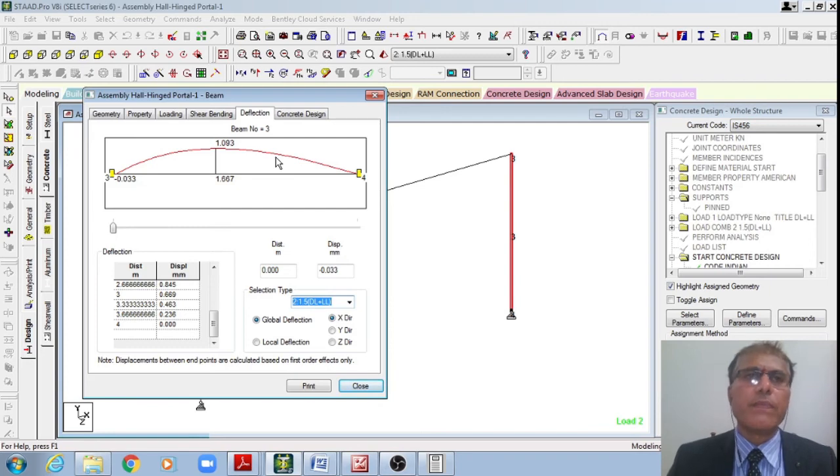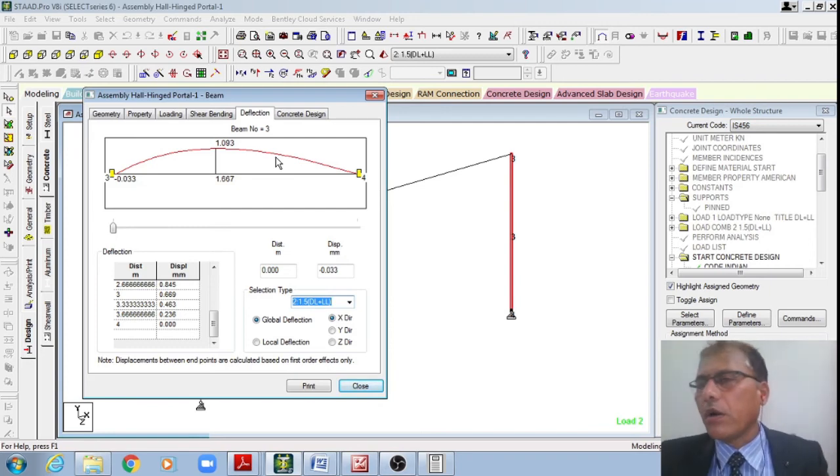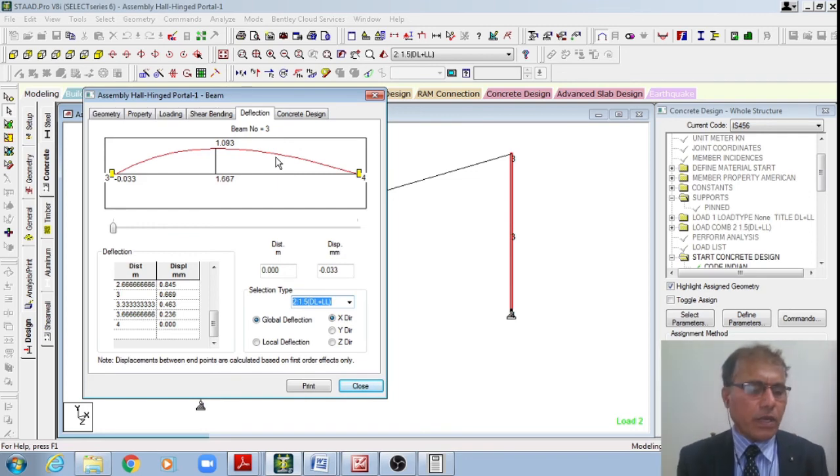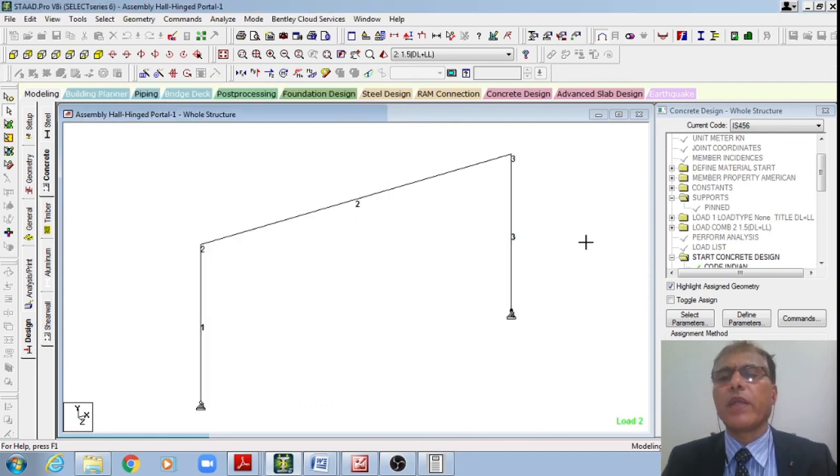However, as per the code, it should not be greater than L divided by 400. I already have L equal to 4000, divided by 400, therefore the permissible value is equal to 10 mm. However, I just got for unfactored loads 0.728. Therefore, it is acceptable.